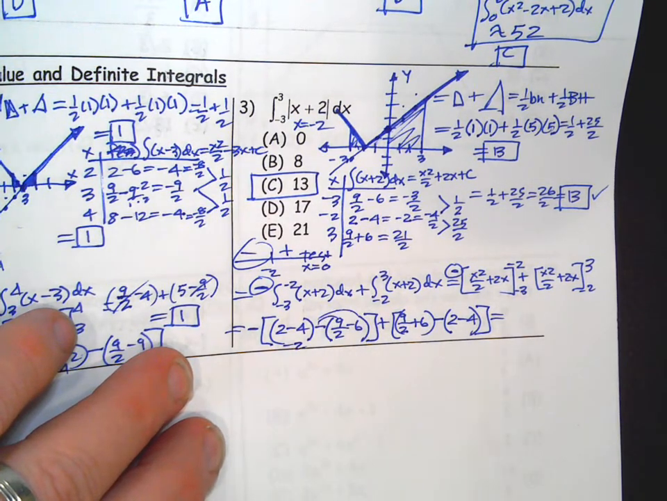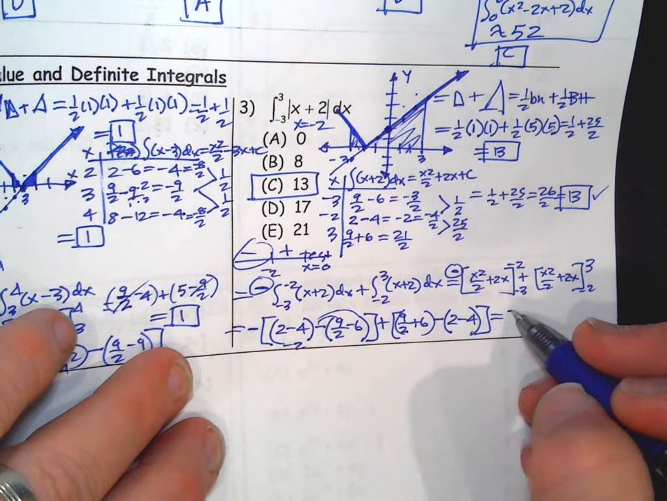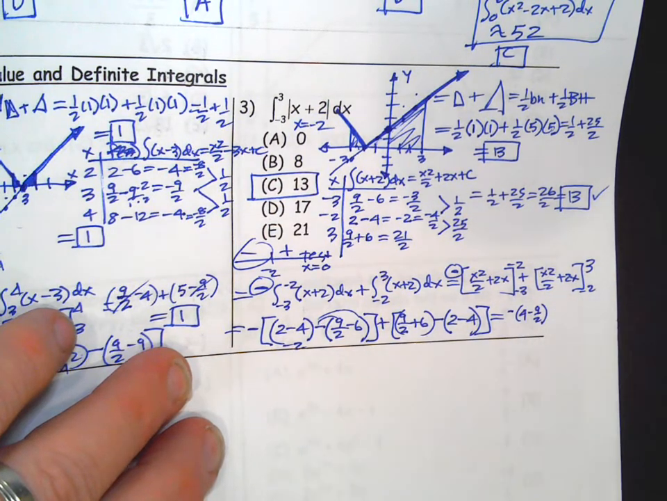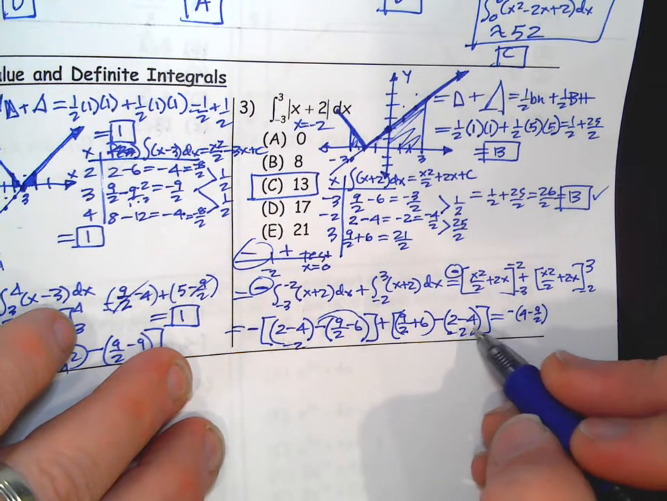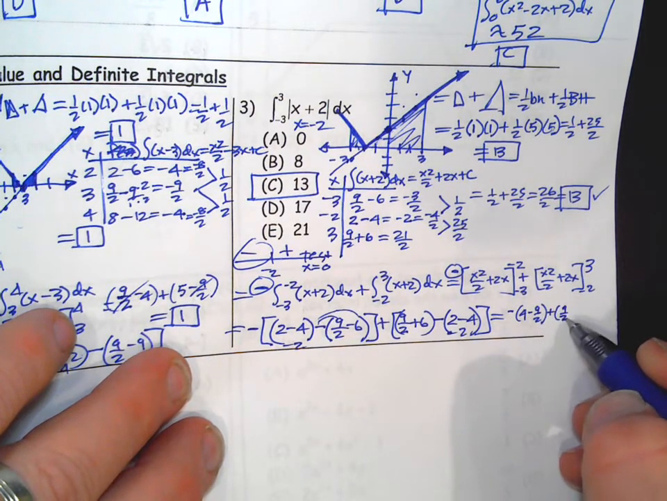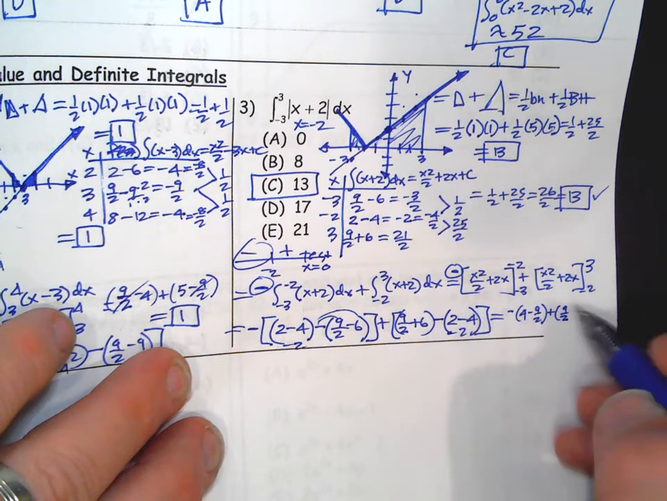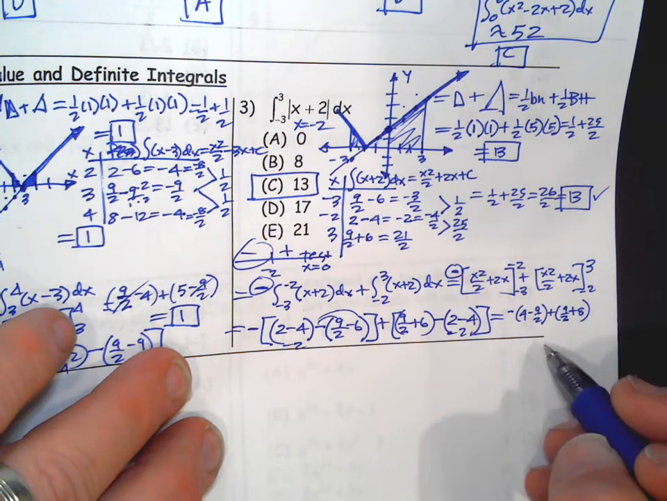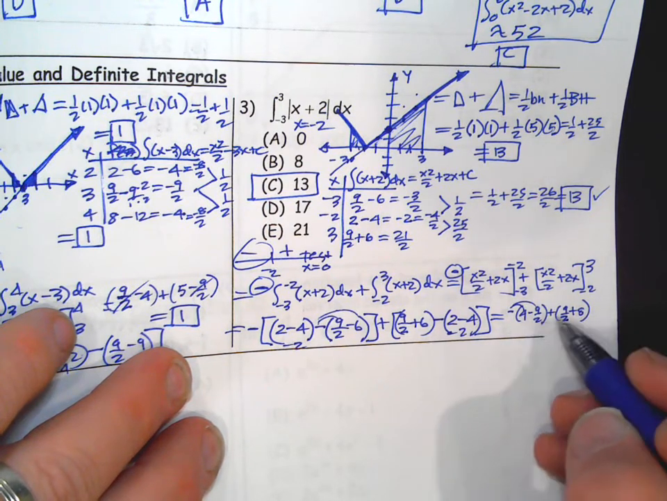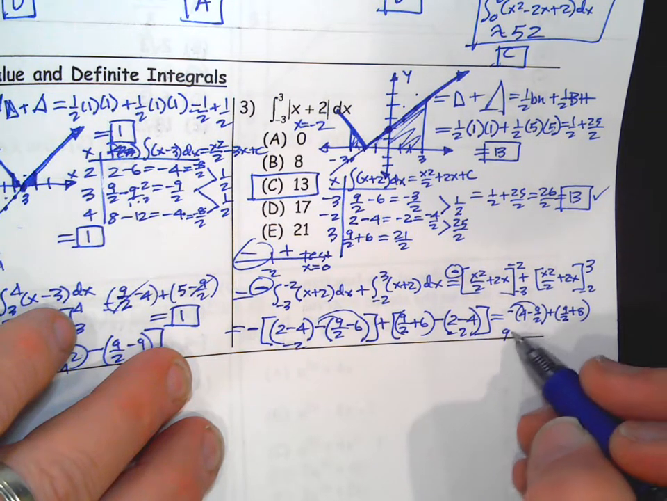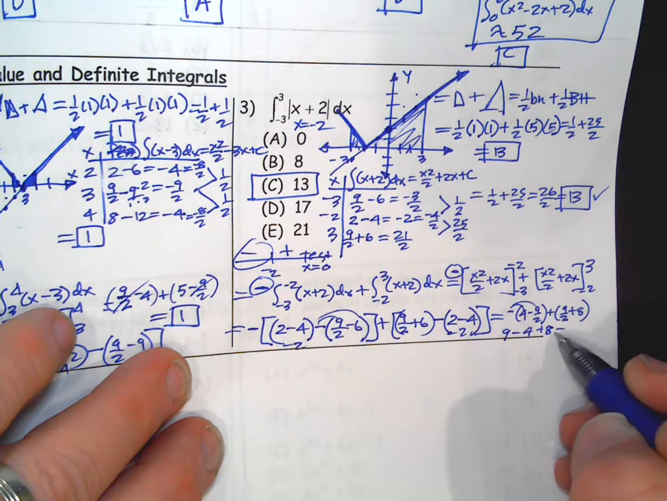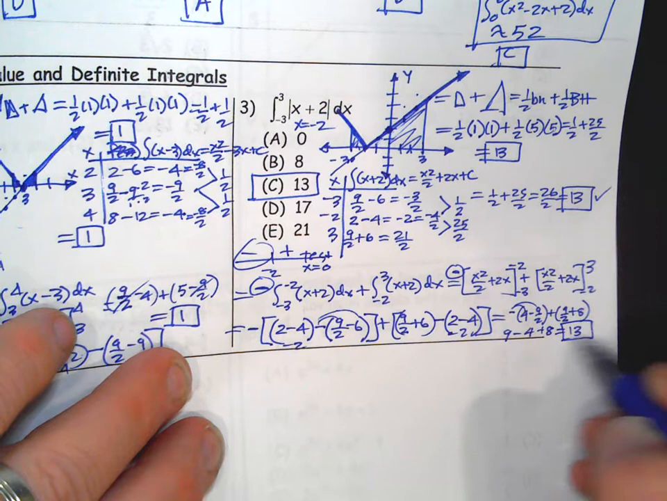So that's going to be negative 2. It's going to be what? 4 minus 9 halves. This is going to be negative 2. So that's going to be 9 halves plus 8. So distribute that. You get 9 halves, 18 halves is 9, minus 4 plus 8 is 13. Same answer.